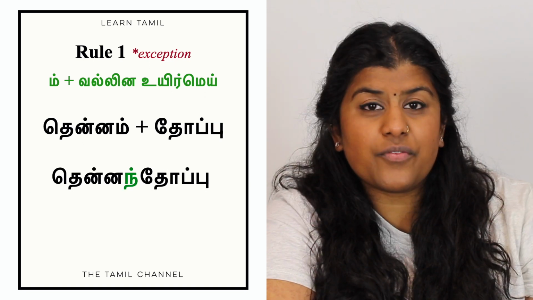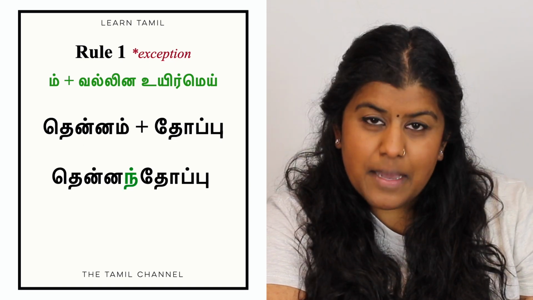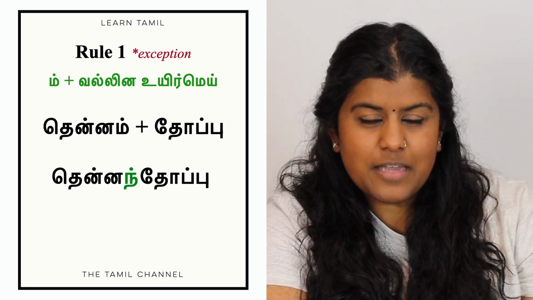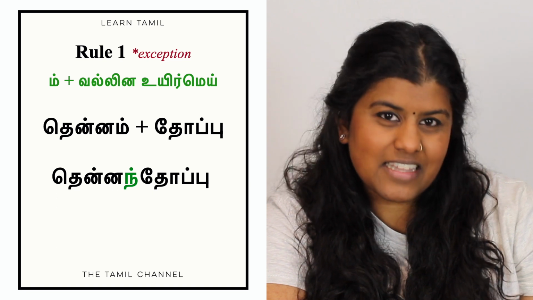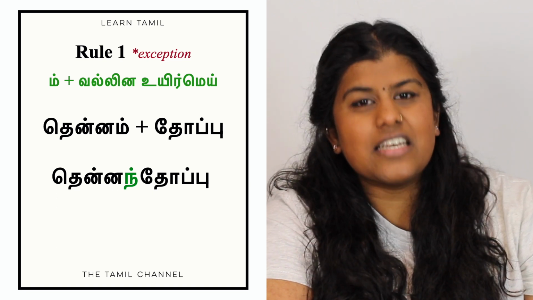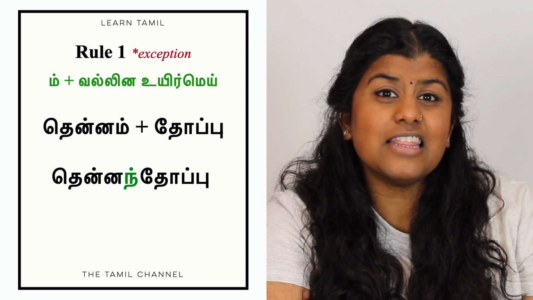Let's look at another example with 4 compound letters of ich. So here we've got tennam and topu. Together, it becomes tennantopu. So in this case, because it and ind are inner-lithical, so you use the ind instead of it to replace the. So tennantopu.